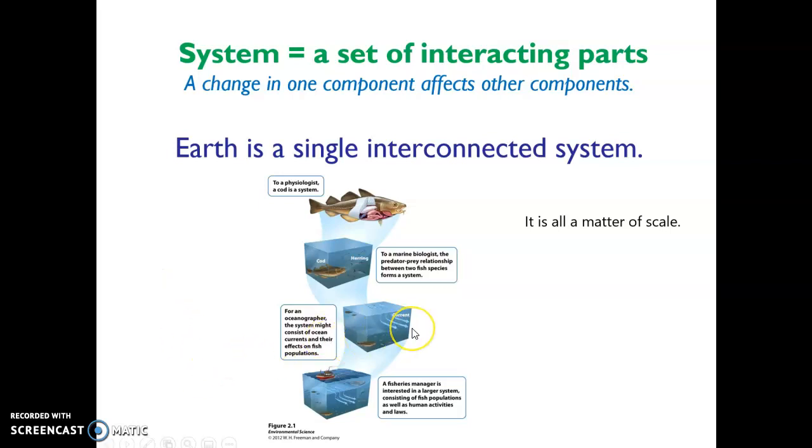The next scale up would be, say, an oceanographer who might study a system of ocean currents and their effects on the fish populations. And even up one more scale, we have a fisheries manager who might be looking at a larger system, an entire fishery, which contains many different fish populations and which is also affected by human activities and human laws, harvesting the fish, for example.